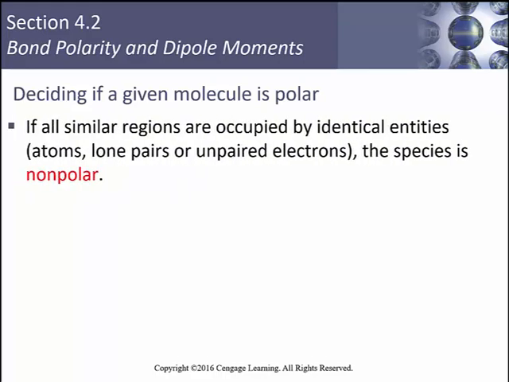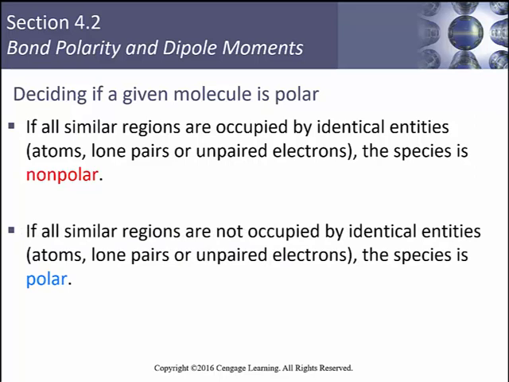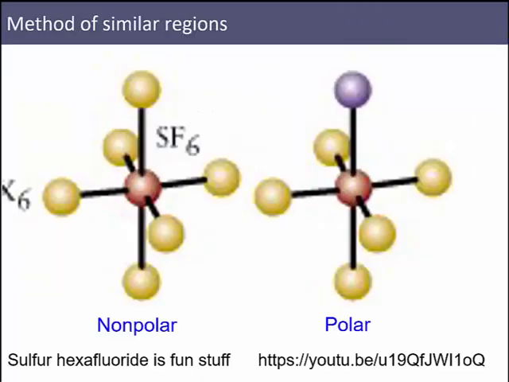If the similar regions are completely occupied by identical entities, atoms, lone pairs, unpaired electrons, nonpolar. Right? If all similar regions are not occupied by identical entities, atoms, lone pairs, unpaired electrons, the species is going to be polar. Right? So here's an example where we've got sulfur hexafluoride, and it is nonpolar. And then you've changed one of these from a fluorine to an iodine. This molecule on the right is polar.